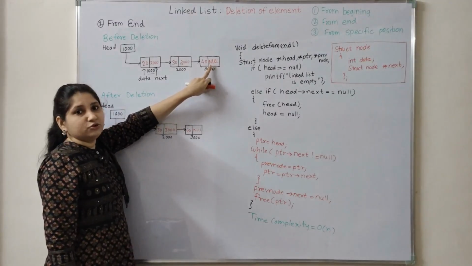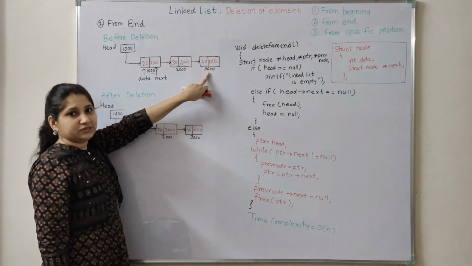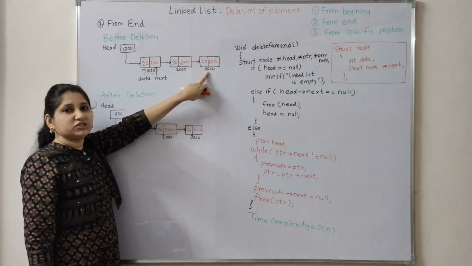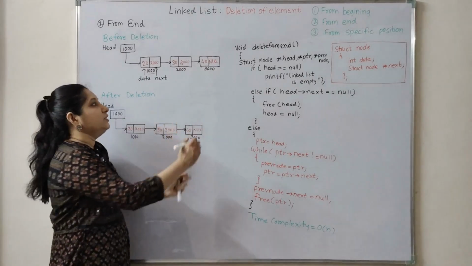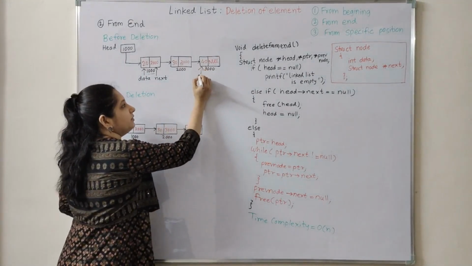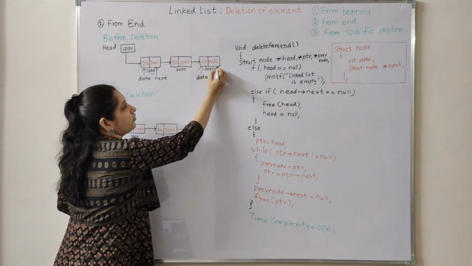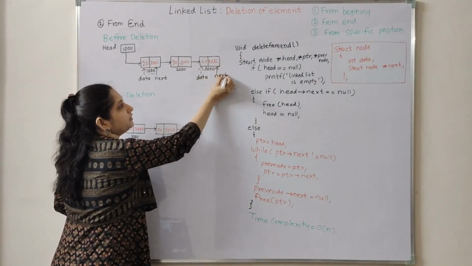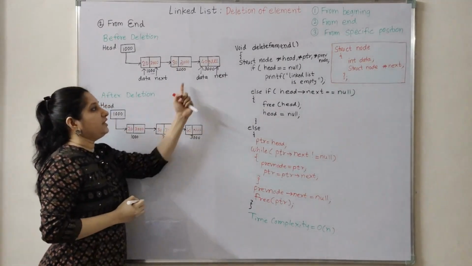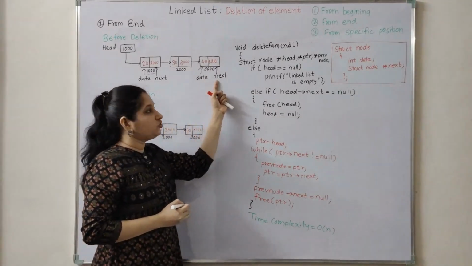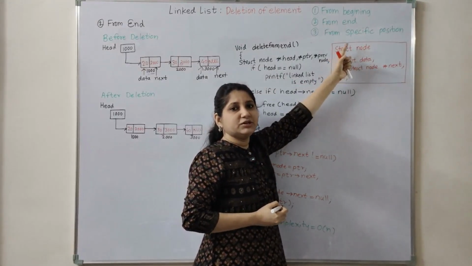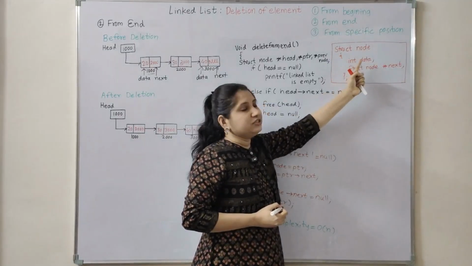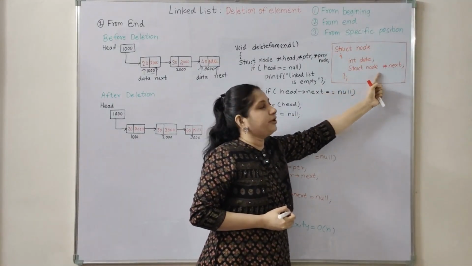This is the last element in our linked list, so it will store the value null. Suppose this is our memory location 3000; at that location the value of our data will be 40 and the value of our next pointer will be null. So this data and next are the members we have defined in our struct node: integer data, struct node pointer next.